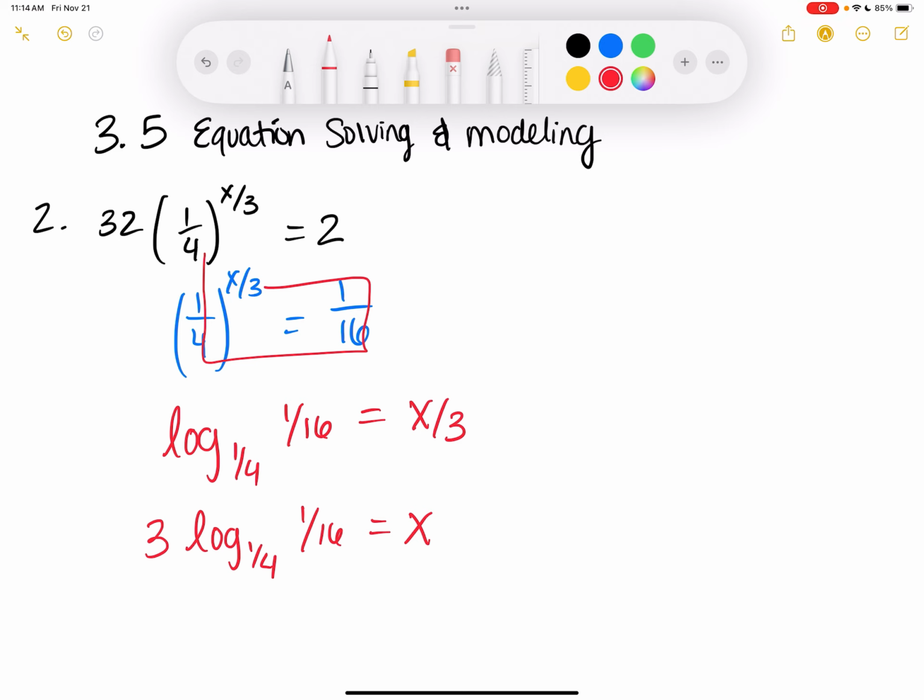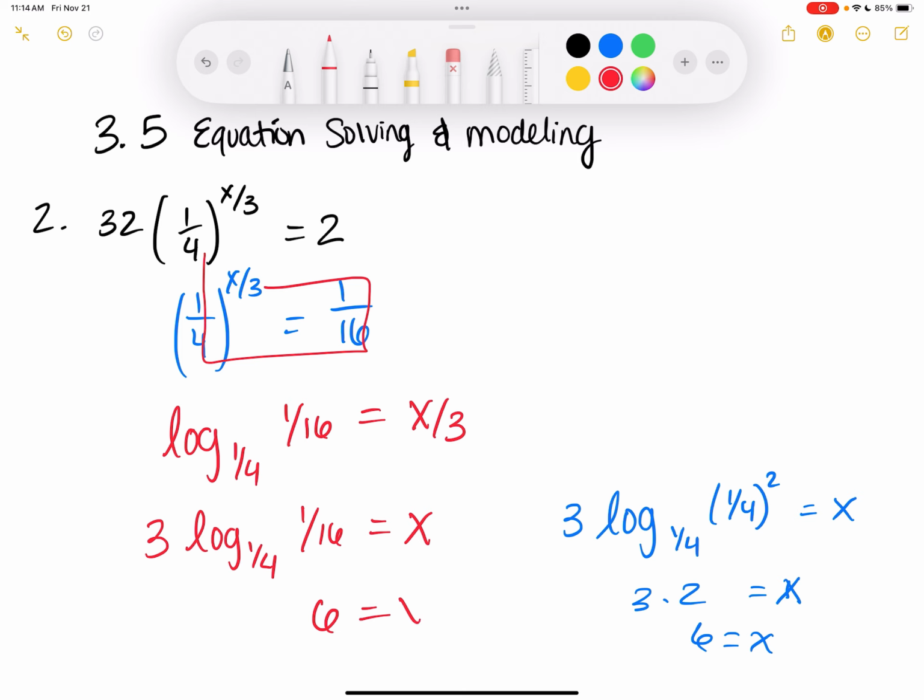If you can see it with the properties, it would be 3 times the log base 1/4 of 1 over 4 squared. This property then says that's equal to 2, so then it's 3 times 2. But I think I'm just going to put it in my calculator. You can put these ones in your calculator, that's fine, because there are going to be some that you have no choice but to put in your calculator to solve them. So this would end up being 6.